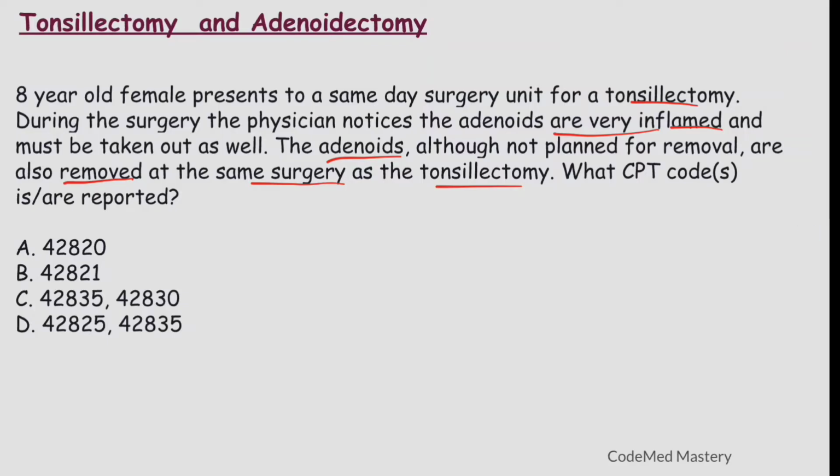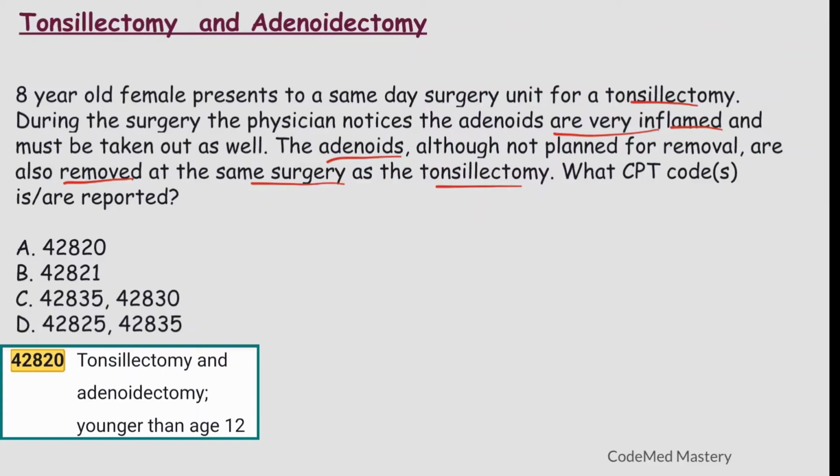Check option A, 42820. 42820 is for tonsillectomy and adenoidectomy younger than age 12. In this scenario, there is tonsillectomy and also adenoidectomy, because they have mentioned the adenoids, although not planned for removal, are also removed. So adenoidectomy is also taking place. So we have to code for tonsillectomy and adenoidectomy, and the age of the patient is 8 years old. So that is younger than age 12. So 42820 is matching. So option A is the right answer.